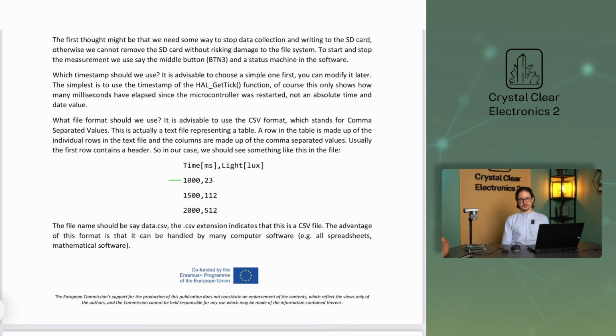What file format should we use? It is advisable to choose the CSV format, which stands for comma-separated values. This is actually a text file representing a table. A row in the table is made up of the individual rows in the text file, and the columns are made up of the comma-separated values. Usually the first row contains a header, so in our case, we should see something like this in the file. The file name should be, say, data.csv. The advantage of this format is that it can be handled by many computer software, for example all spreadsheets or mathematical software.